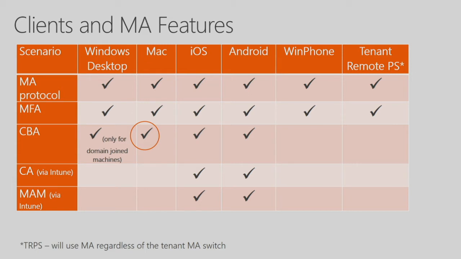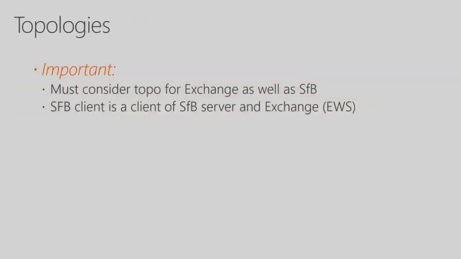Anyway, that's that. I'm not going to go through the details here. Now, let's talk about topologies. So the first thing that you have to understand is you can't just look at the Skype for Business topology, okay? You also have to look at Exchange. The Skype for Business client is not just a client for the Skype for Business server, but it also logs into the Exchange server to get meeting information and calendar information and all of that awesome Exchange integration functionality that you're used to in Skype for Business. So to answer this question, you have to look at both of those things, okay?